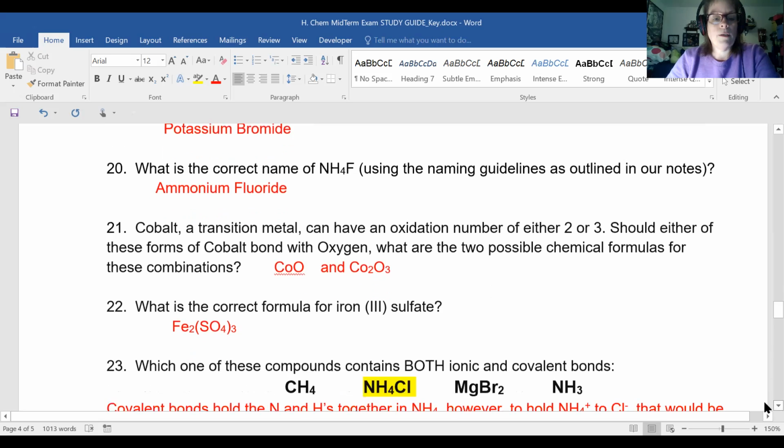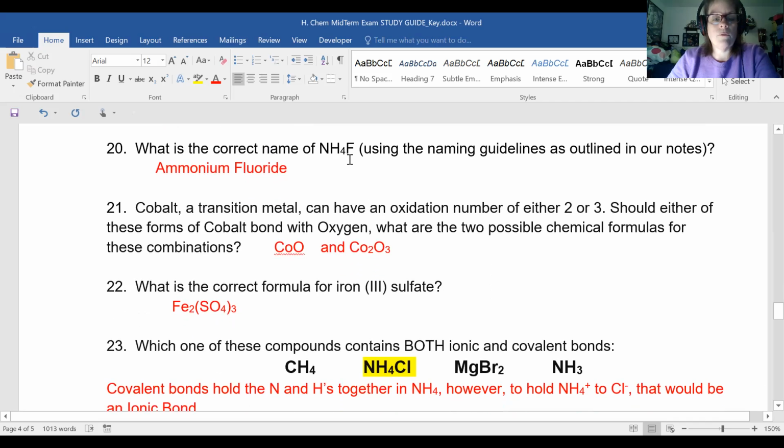Number 20 wants to know what's the correct name for NH4F. Now, NH4 is one of our polyatomic ions. So when we name a compound using polyatomic ions, you just name the polyatomic ion as a specific name. So NH4 is ammonium. And then, of course, that is the cation, the metal cation. We name that first. And then fluorine is our nonmetal. We name that second, and we still have to change the ending of that one to IDE. So this is ammonium fluoride.